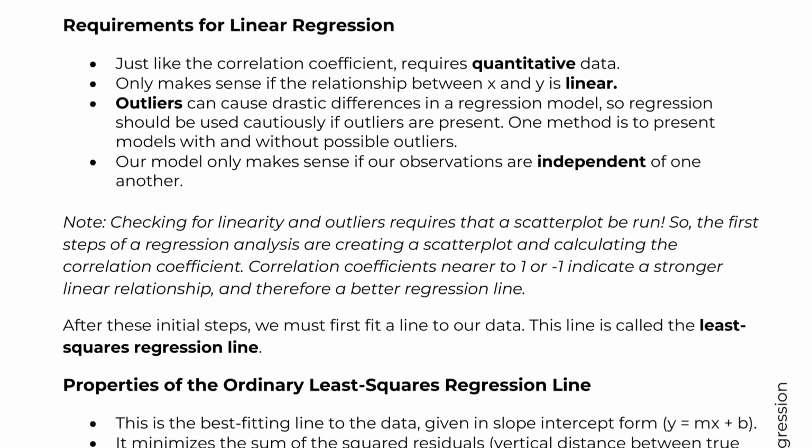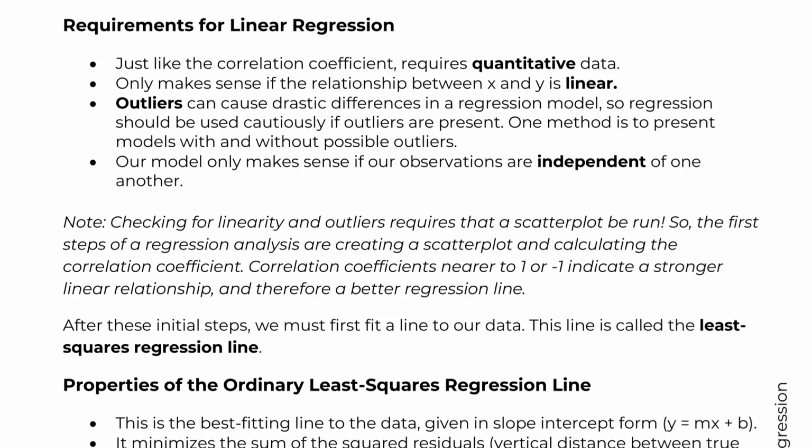Just like in order to do a correlation coefficient, we need quantitative data. We need to make sure that our relationship is linear by looking at a scatter plot, and we need to double check those outliers, right? Because we still need that sort of normality of both of our variables. And then we have this one additional piece here. It only makes sense if the observations are independent of one another. So we do need some sort of random sampling or something like that to make sure that we don't have any correlation between our different observations.